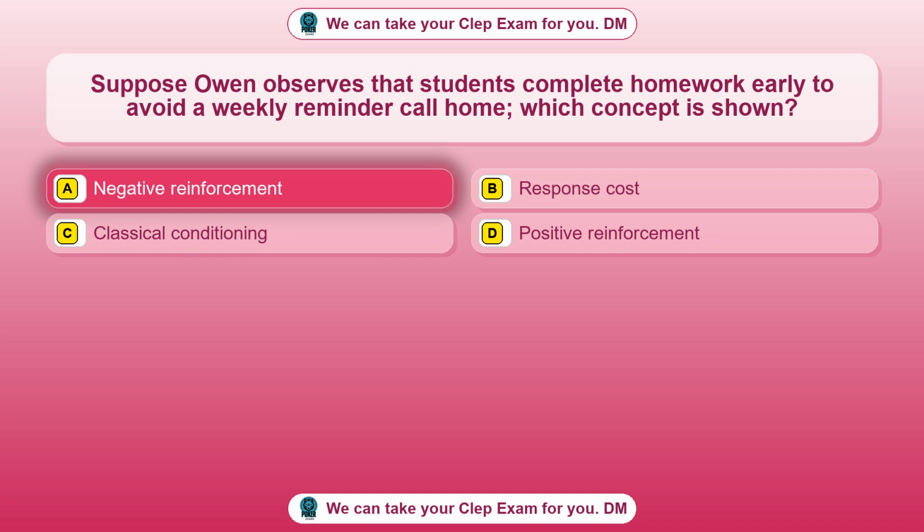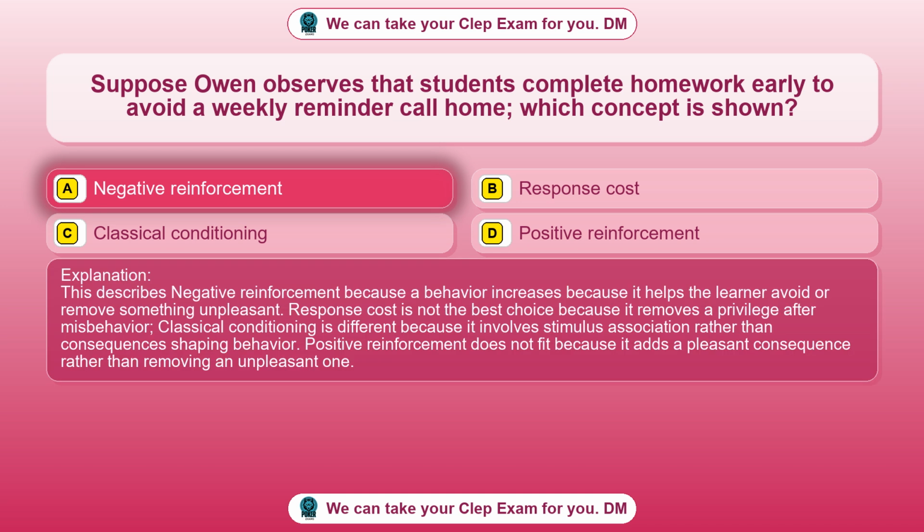Negative reinforcement. This describes negative reinforcement because a behavior increases because it helps the learner avoid or remove something unpleasant. Response cost is not the best choice because it removes a privilege after misbehavior. Classical conditioning is different because it involves stimulus association rather than consequences shaping behavior. Positive reinforcement does not fit because it adds a pleasant consequence rather than removing an unpleasant one.